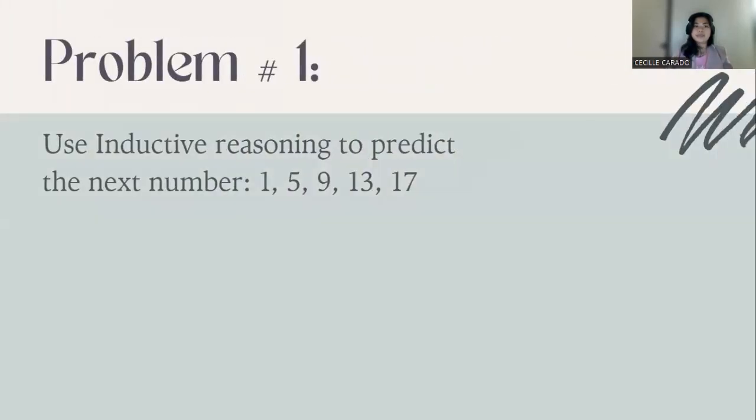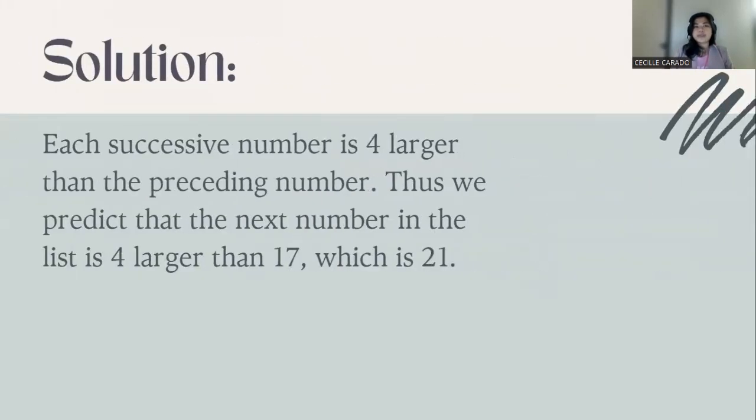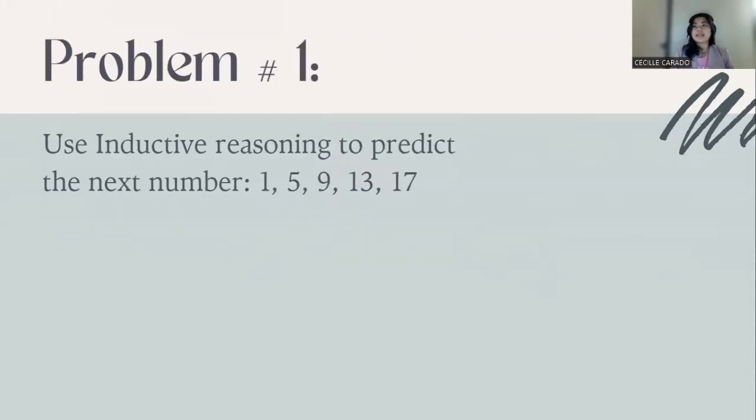Problem number one: use inductive reasoning to predict the next number. 1, 5, 9, 13, and 17. Solution: each successive number is 4 larger than the preceding number. Thus, we predict that the next number in the list is 4 larger than 17, which is 21. As you observe, if you add 4 to those numbers, you can predict the next number.